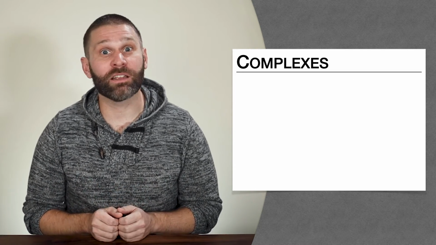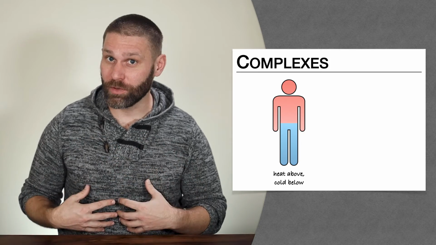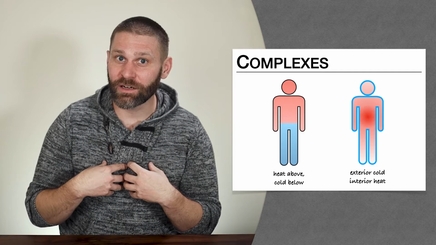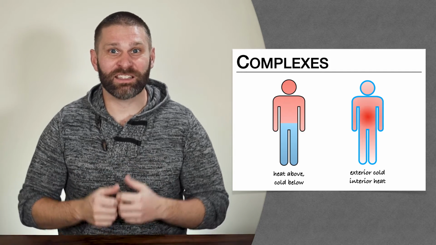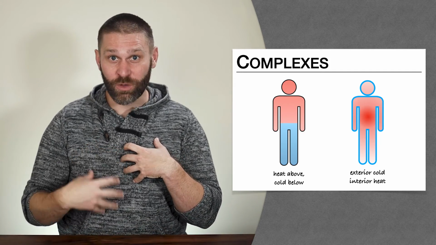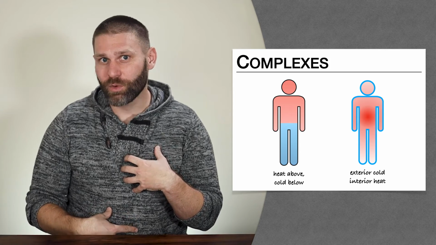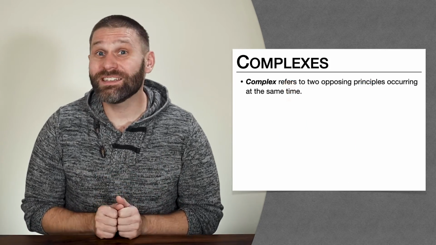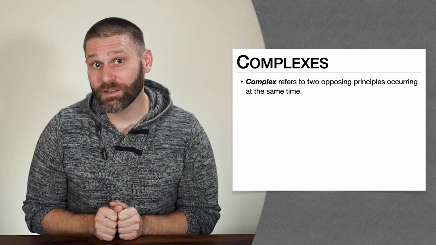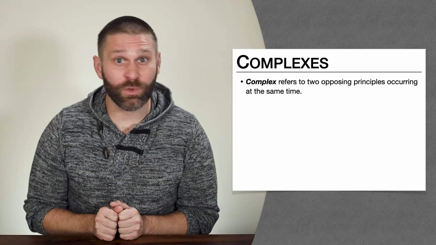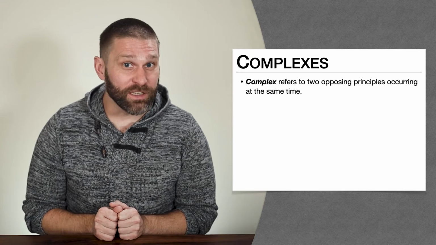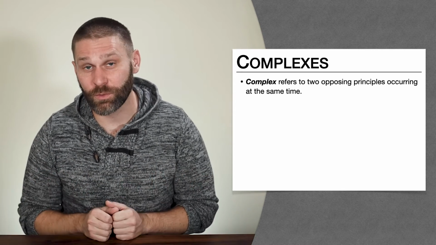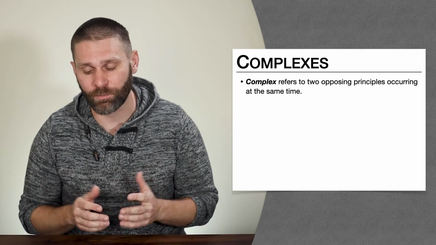So we might have things like heat above and cold below, or cold on the exterior with heat on the interior, or even something as specific as heat in the chest and epigastrium with cold in the intestines, which can happen in certain Jue-Yin patterns. Or we can see complexes of excess and deficiency. So we can have liver excess with spleen deficiency with excess of dampness and phlegm, or kidney yin deficiency with liver yang rising, and so on.